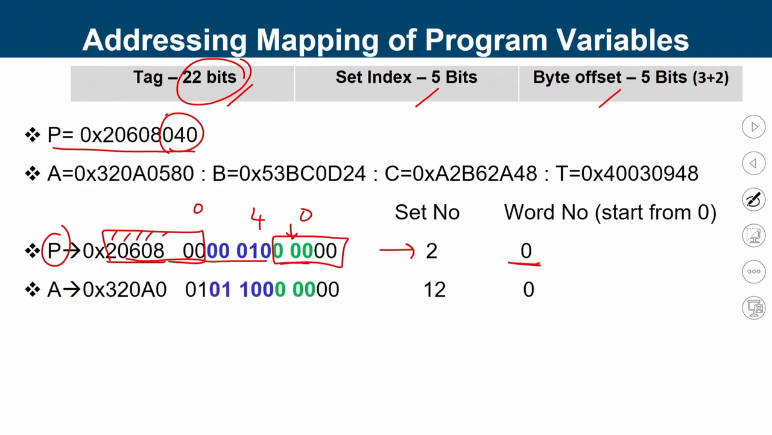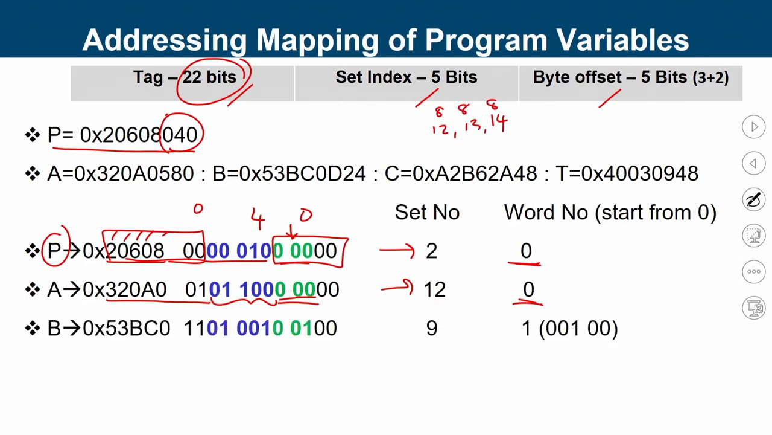Now let us take A. This is the tag portion of A, and it will tell you that A is mapped to set number 12 right from the beginning itself. That is word number 0 itself, where A is starting. So in set number 12, I can store 8 words of A, and set number 13 will store the next 8 words of A. There are a total of 24 words for A. So set number 12, set number 13 and set number 14 will store 8 words of A each.